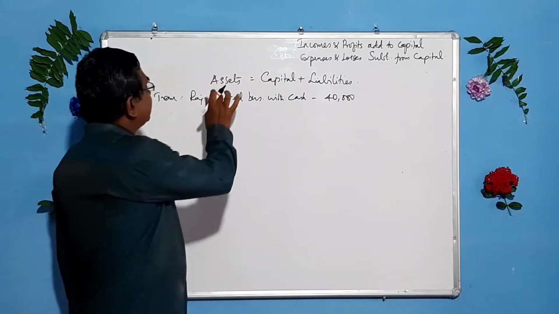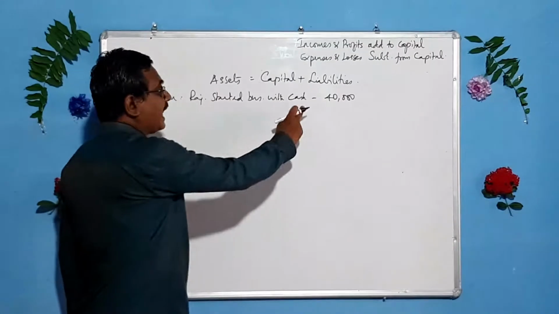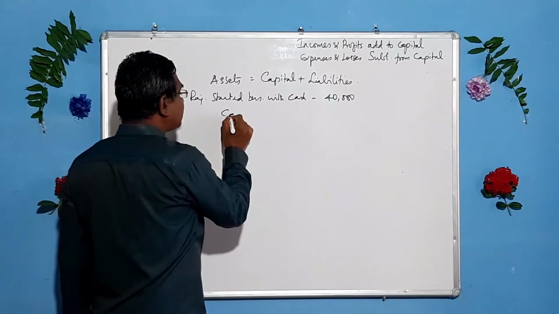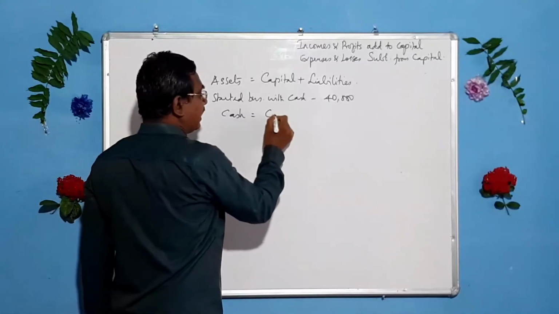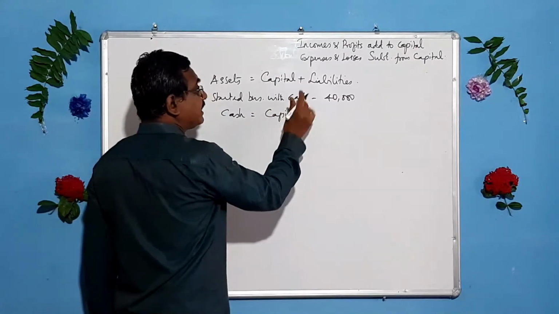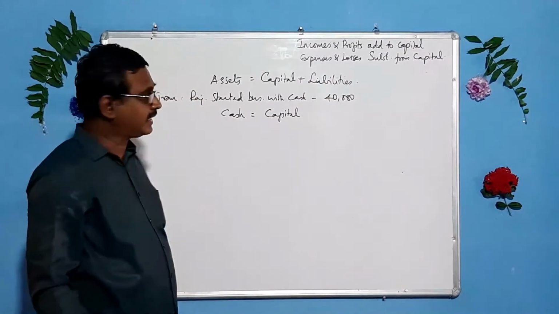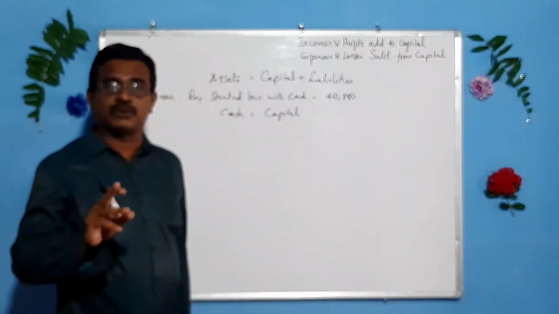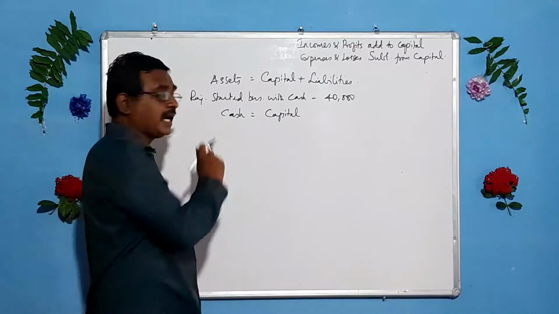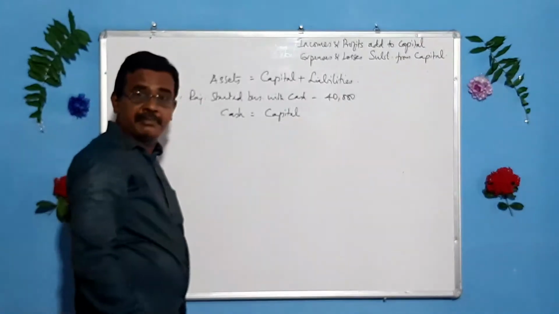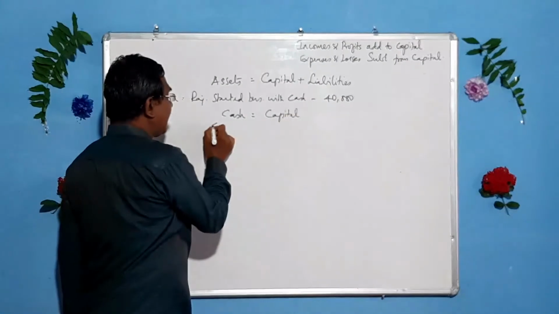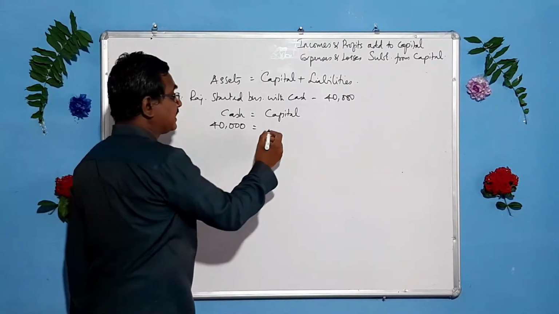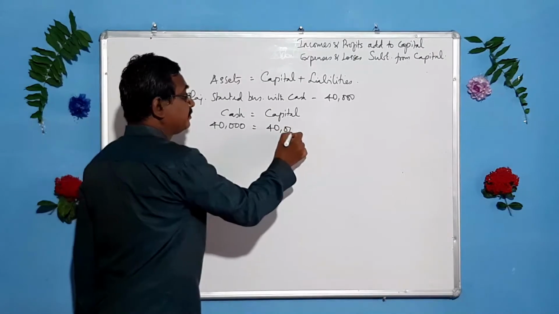And I have told this is the accounting equation. Cash comes into the business and cash is an asset. So cash is equal to capital. There is no liability, so you need not write it in the equation. The only thing which you have to do is fill in the amount. How much is brought into the business? 40,000. Cash is equal to 40,000 and capital remains the same, 40,000.